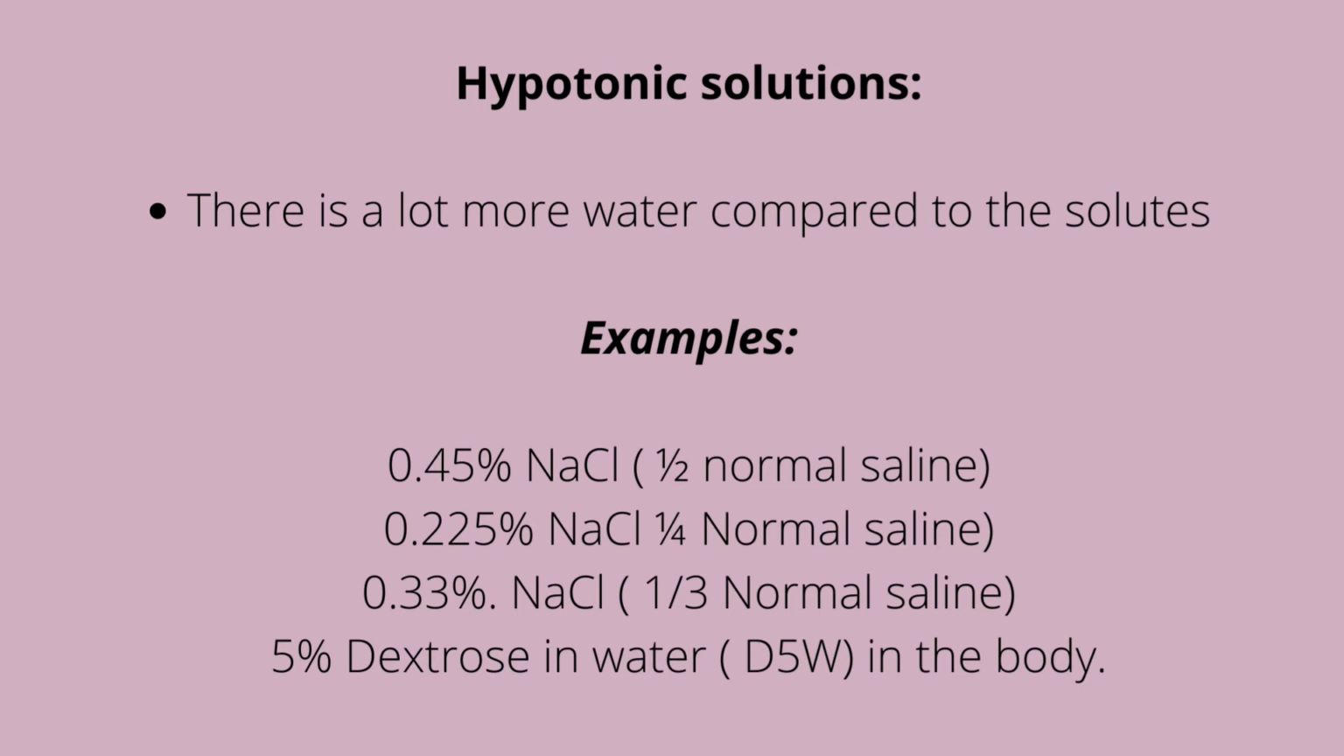And examples of this include 0.45 normal saline, which is half normal saline. We have a quarter normal saline, a third normal saline. And remember when I was telling you about the 5% dextrose in water? Now, when it's in the body, it becomes a hypotonic solution. Guess what? The dextrose has been used for energy.